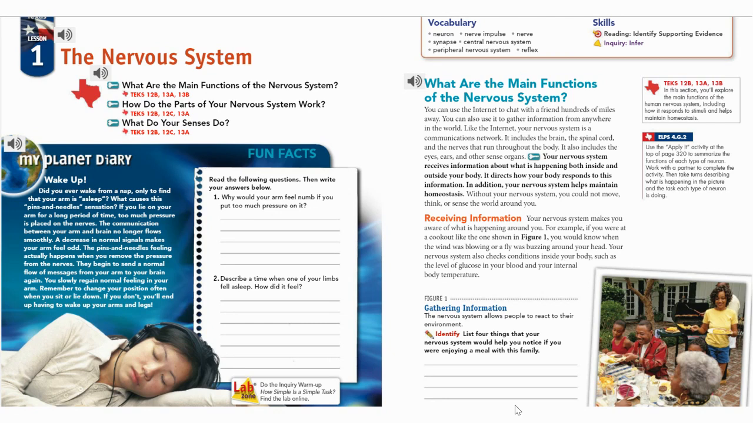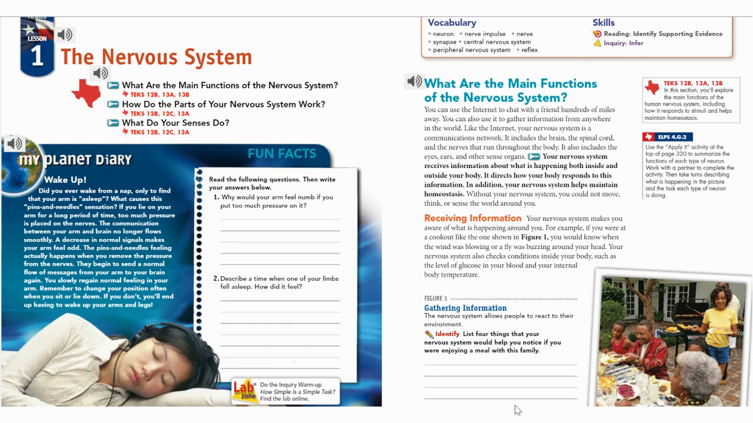What are the main functions of the nervous system? You can use the internet to chat with a friend hundreds of miles away. You can also use it to gather information from anywhere in the world. Like the internet, your nervous system is a communications network. It includes the brain, the spinal cord, and the nerves that run throughout the body. It also includes the eyes, ears, and other sense organs.